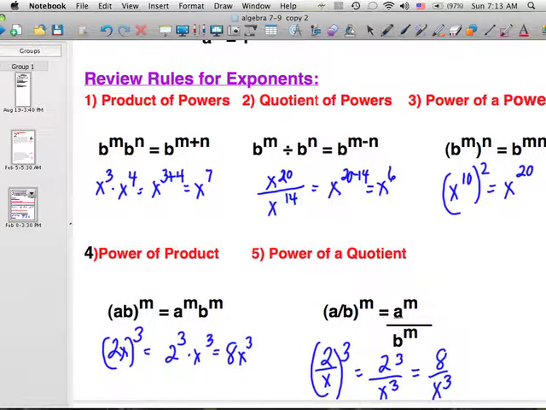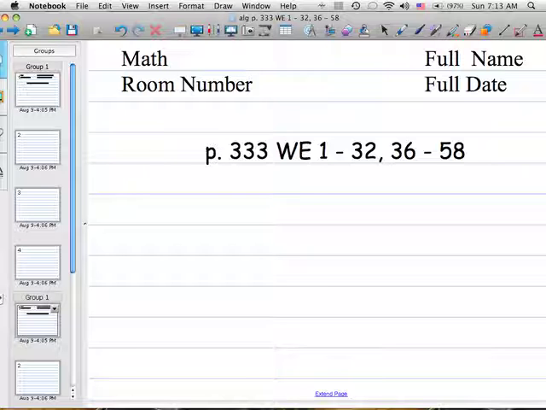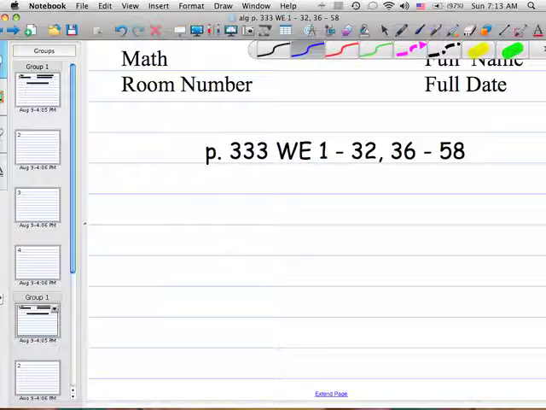So you need your book. Open to page 333. We're doing written 1 to 32 and 36 through 58. Head your paper, skip a line, there's the title. So we're on 333, problem number 2.